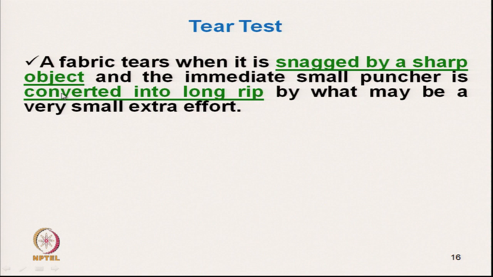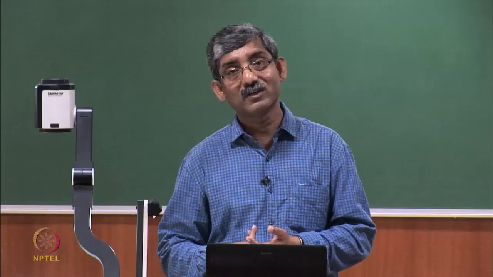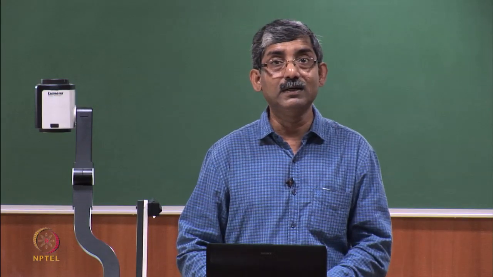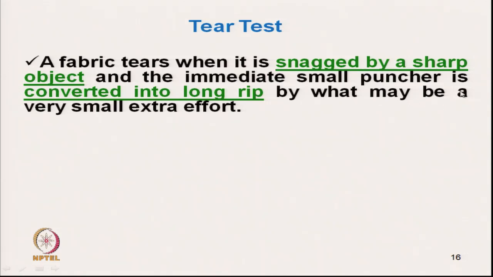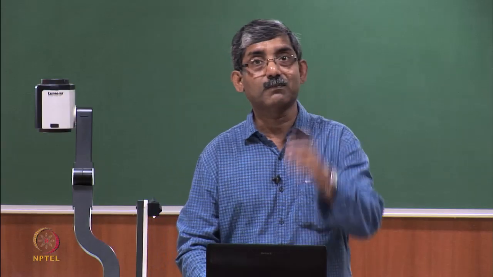What is tear? Now let us first try to understand. A fabric tears when it is snagged by a sharp object. So there must be some initiation, otherwise tearing will not be there. This sharp object may be some hook, some knife edge, some nails. So there must be some small puncture, and a pointed puncture is converted into a long rip. So that is tear. There must be some initiation, and then there will be progression. That initiation is by some sharp object, okay.